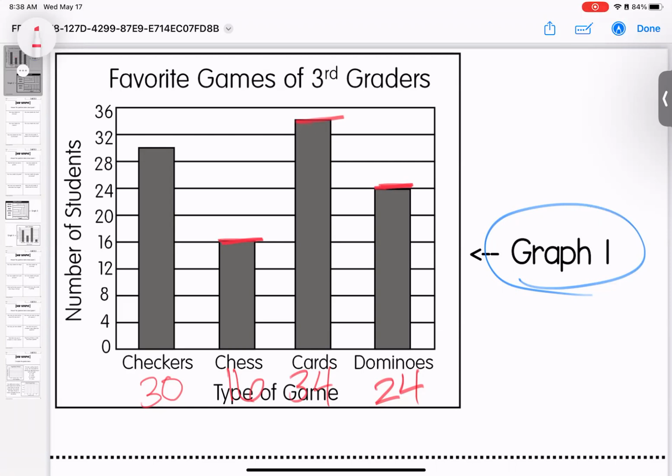How many students like chess and dominoes? For chess and dominoes, we're going to have to take the chess votes, the dominoes votes, and add them together. 6 and 4 is 10. 2, 3, 4. So there's going to be 40 votes for chess and dominoes. And then what is the total number of students in the 3rd grade class? Well, we already have chess and dominoes. So if we come over and we add in some checkers, that gives us 70. And then we have to add in cards, and that gives us 104.